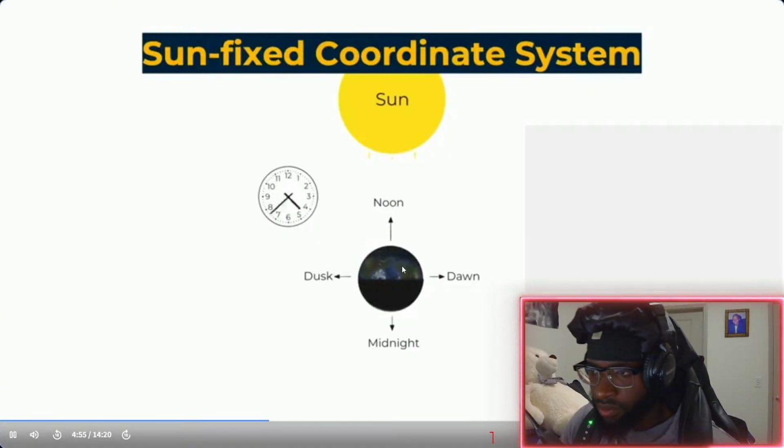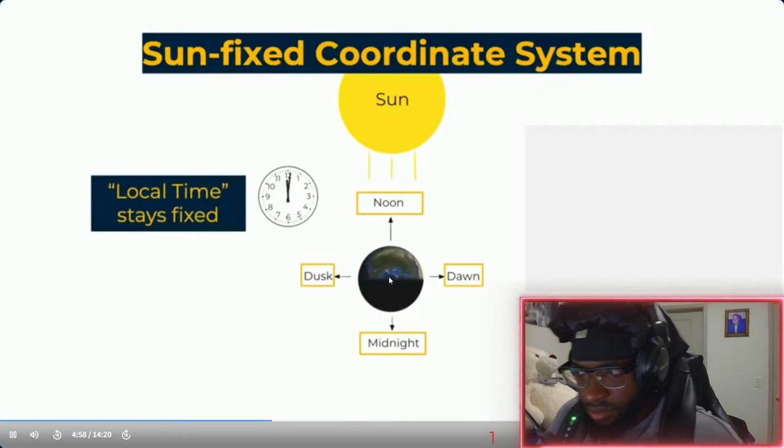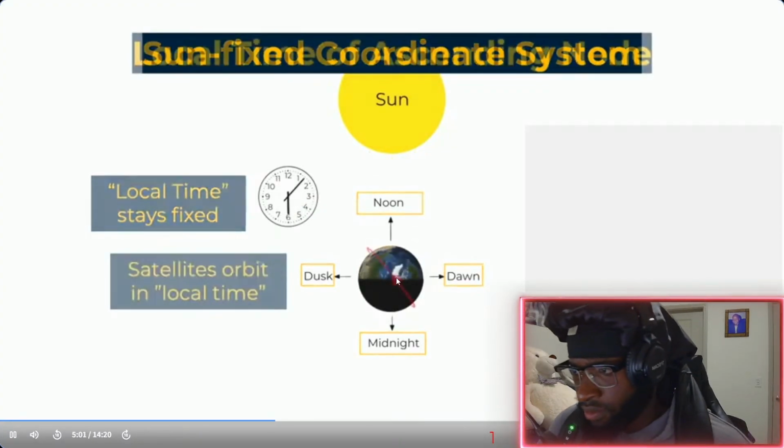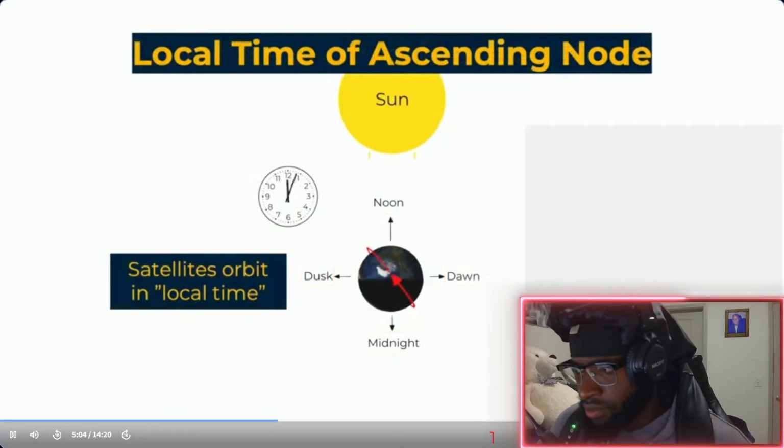And it basically stays like this with the Earth rotating underneath it. The local time stays fixed. Satellites orbit in this local time. The orbit stays fixed in this coordinate system.